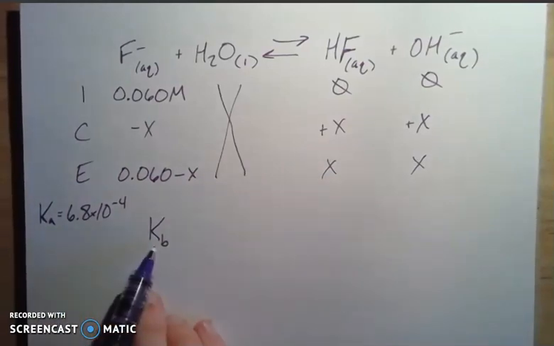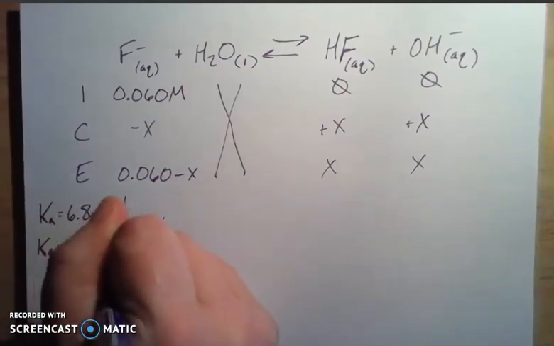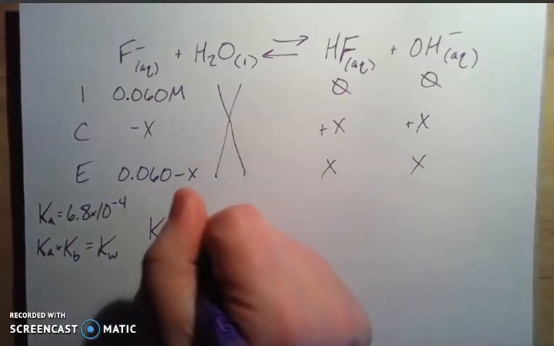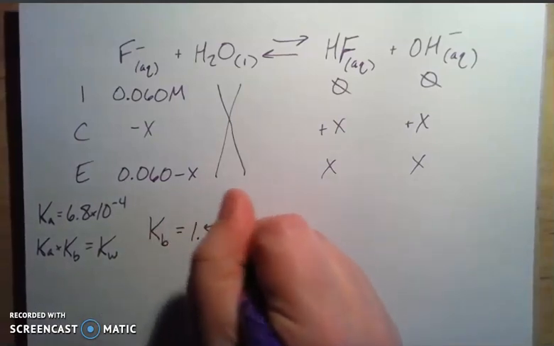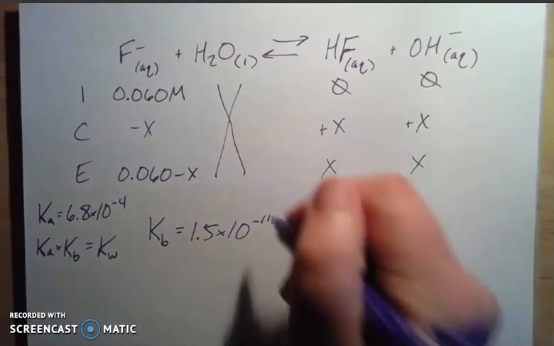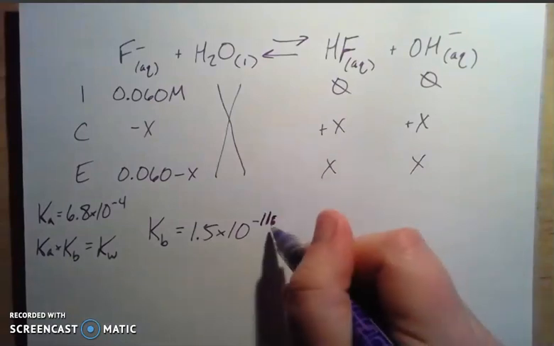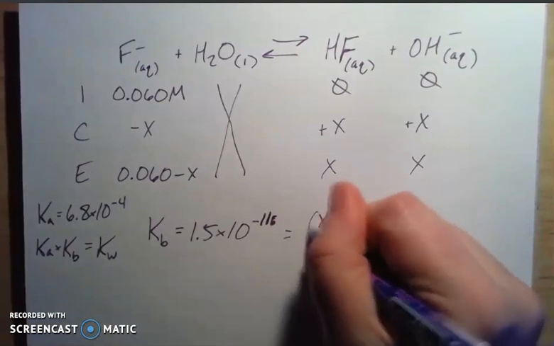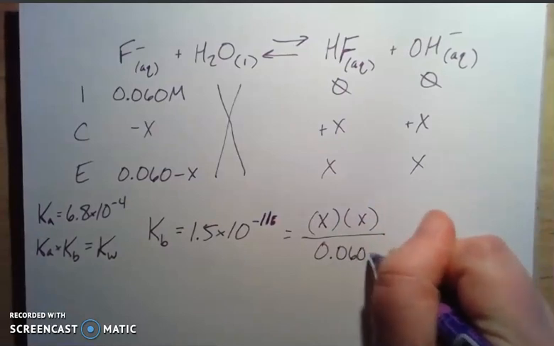And recall, to find the Kb then, I can use this relationship. The Ka times the Kb is equal to Kw. So the equilibrium constant for the weak acid times the base gives you the equilibrium constant for water. So if we use that relationship, then our Kb value is equal to 1.5 times 10 to the negative 11th. Whoops. That's an oops. So that 10 to the negative 11th here is equal to x times x all over my reactants.